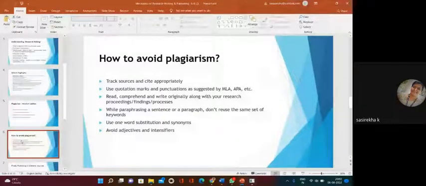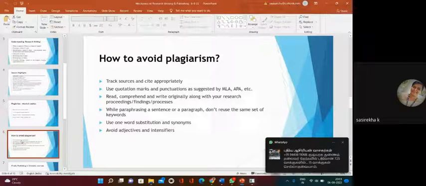And earlier I said that repetition of five words, which includes grammar components, will also make your work plagiaristic. To avoid that, one simple language tip you can follow is, instead of using similar words, you can think of one word substitution. For example, if it is a study of space, we could think of astronomy. Then synonyms, similar words are there. That is the way we can avoid plagiarism. And avoid adjectives, intensifiers.